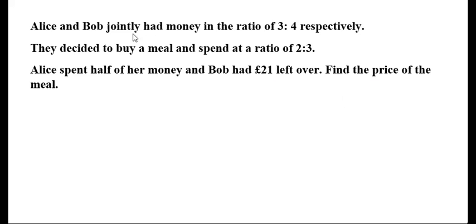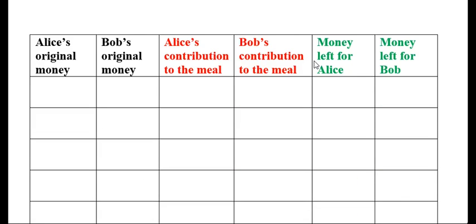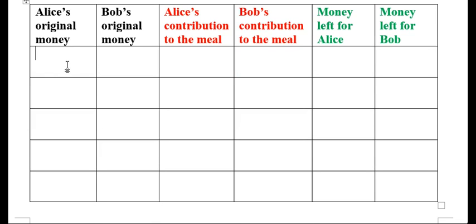So the question says originally Alice and Bob had money in the ratio of 3 to 4. We can start from there. Let's assume originally Alice had 3 parts of money. Then Bob would have 4 parts of the money, so that their money are in the ratio of 3 to 4. When they buy the meal, Alice spent half of her money. Because Alice had 3 parts, her contribution would be 1.5 parts.